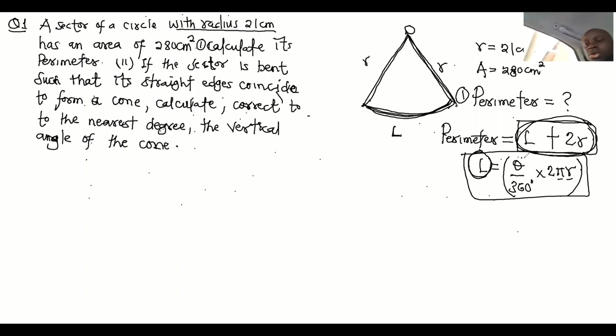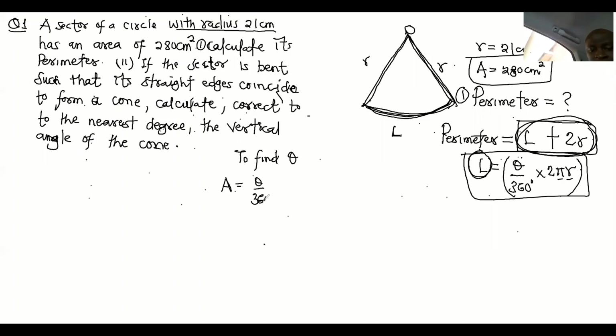Who can tell me how we get theta in this question? Calculate the area. Because they gave us the area of the sector as 280. What's the formula for the area of a sector? Theta over 360 times pi r squared. So you can find theta from here. The area they gave us is 280. So we have theta over 360.